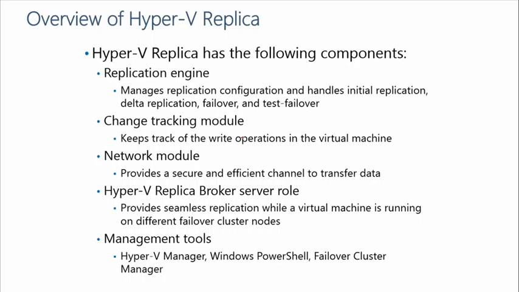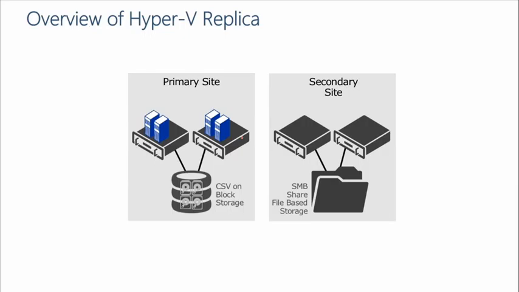So here's kind of the components of Hyper-V Replica. You have the replication engine that does all the replication, the change tracking module that records write operations and ensures they get sent over the wire, the network module that handles the authentication, compression, and encryption of the network traffic. In a clustering environment, which we'll look at in the next section, the Hyper-V Replica broker role, and then the management tools, which are basically Hyper-V Manager, PowerShell, and if you're doing the replica broker, which is used in clustering, the cluster management tools. So that's all fine. Let's go take a look at it.